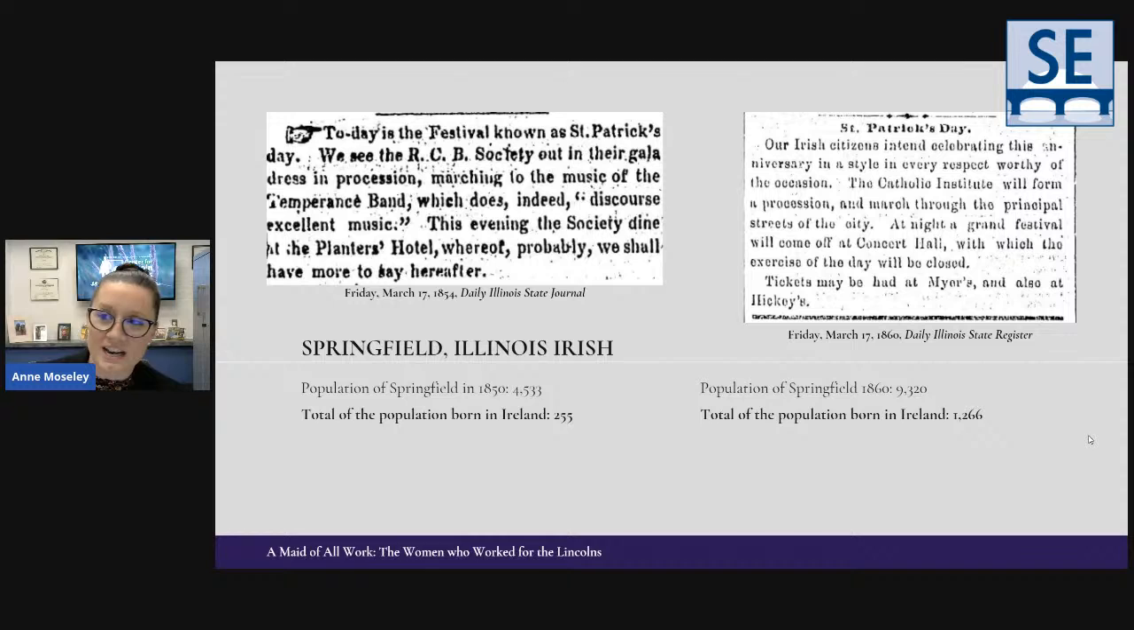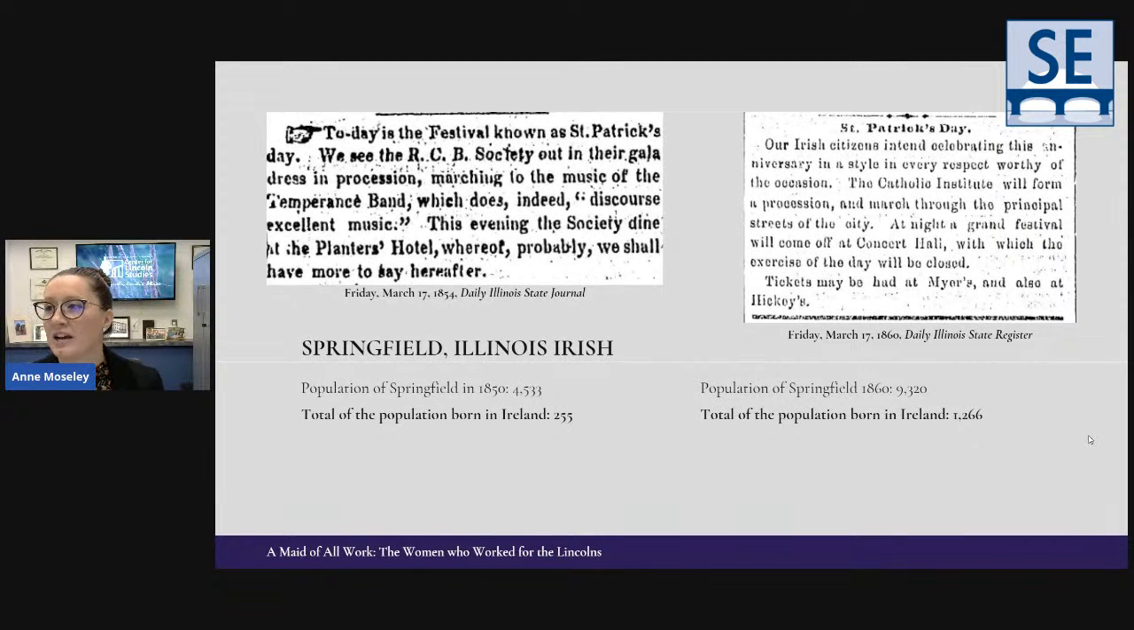So basically what they're saying is that the Irish in Springfield, Illinois are celebrating St. Patrick's Day, and they are trying to get people excited about it and letting them know about the organization that is putting together the festivities, highlighting everything Irish.